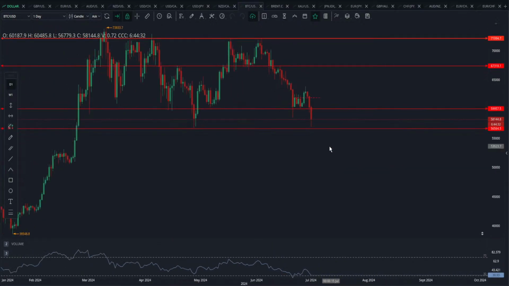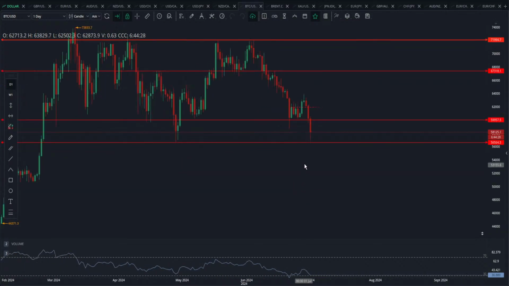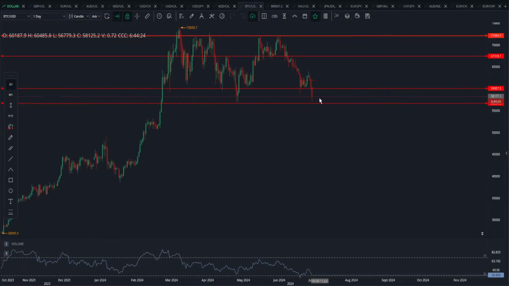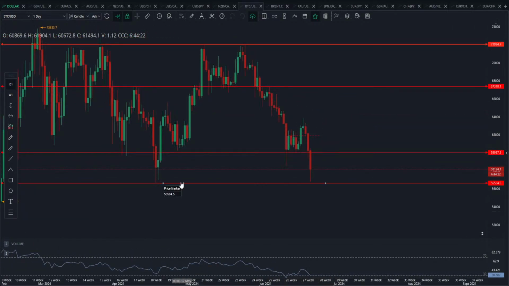Bitcoin. Well, we suggested yesterday that the price can go to 56,564, although it is a bit shy of that, but I think it will still be able to manage to trade below 56,564.